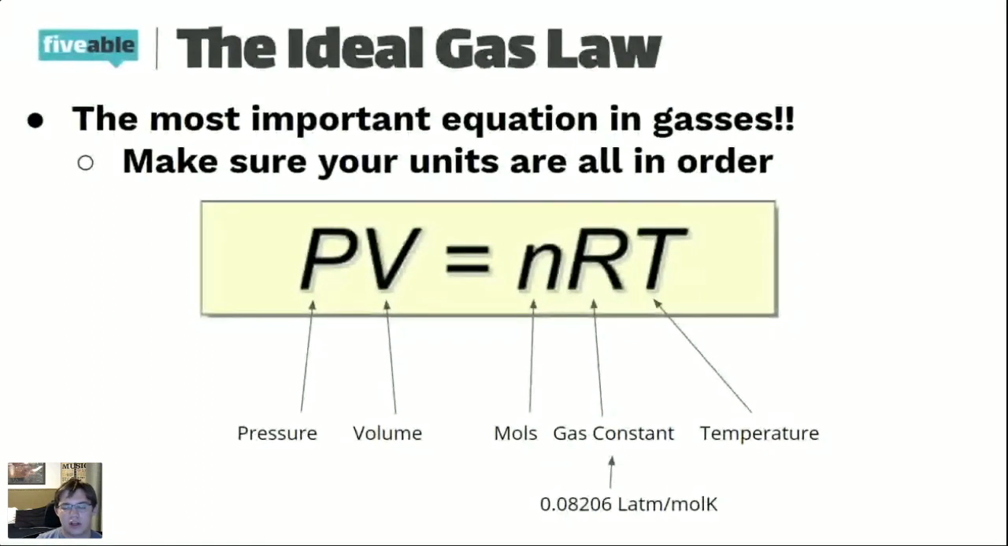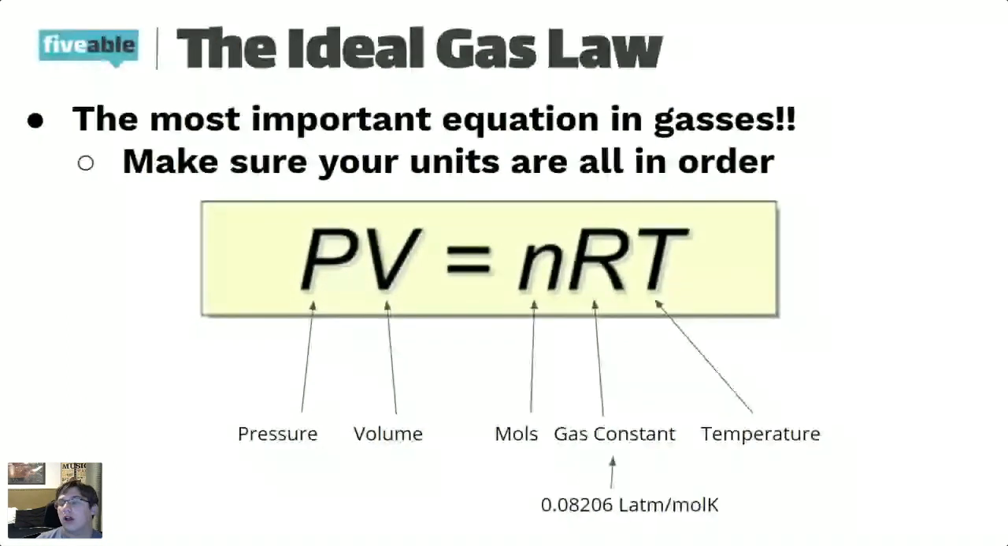So if you have to or want to, you could also swap out R. The important thing is to make sure that all of your units line up, right? If you have atmospheres for pressure, you have to have atmospheres in your gas constant. If you have liters in your volume, you have to have liters in your gas constant. Kelvin for temperature, always use Kelvin. You should never be using Celsius when you're dealing with these. Always convert to Kelvin, and to do that, you just add 273 to your Celsius.